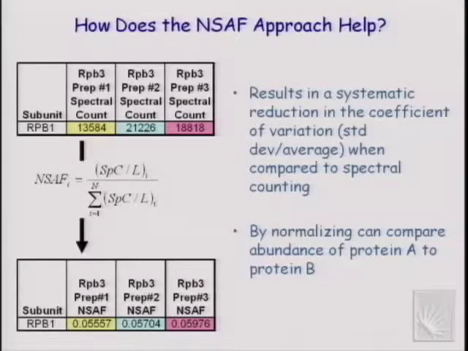So how does this help? Here are 3 different replicates of an RNA polymerase II sample where one had 13,000 spectral counts, one had 21,000 spectral counts, one had 18,000 spectral counts. There's pretty big variance there across 3 different biological replicates. Upon normalization, though, we're getting 0.56, 0.57, 0.60. So this is a really important step for us to be able to do good statistical analysis at the end of the day. And also the normalization allows us, which we'll see later, to compare the abundance of protein A to protein B. We're not just talking about abundances of individual proteins. Now we can take into account all the data that comes from a data set.